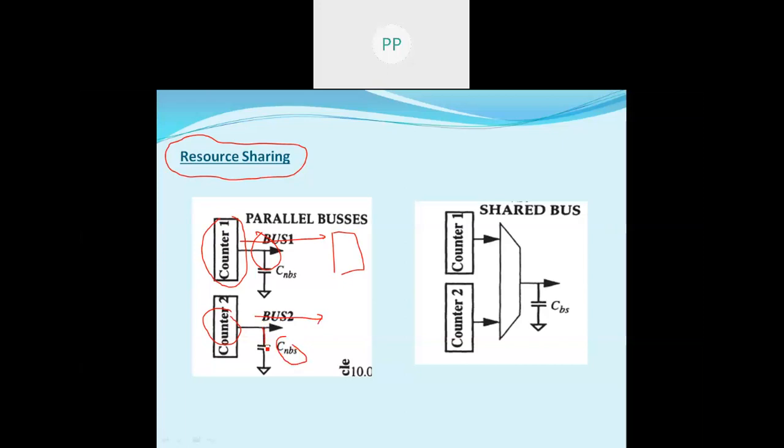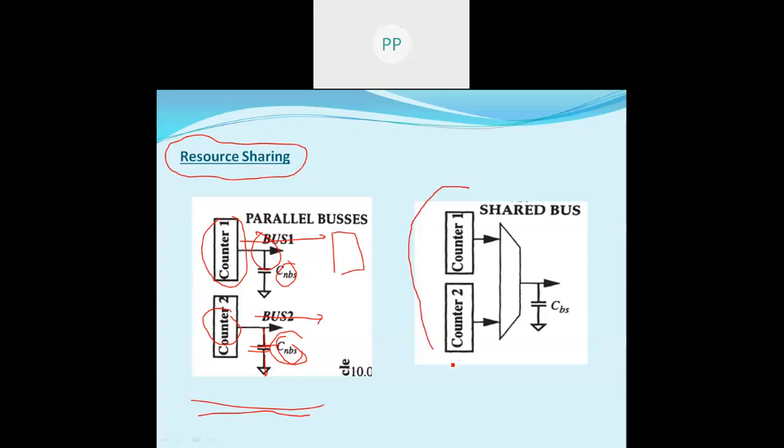So here you can see that there is a bus capacitance like this case, and the two bus capacitances may be different depending upon how the buses are being utilized. Let's say that in the two cases the bus capacitance remains the same, so both have the bus capacitance C bus here. Okay, so in the first scheme you can see that the signals are being transmitted over the bus independently.